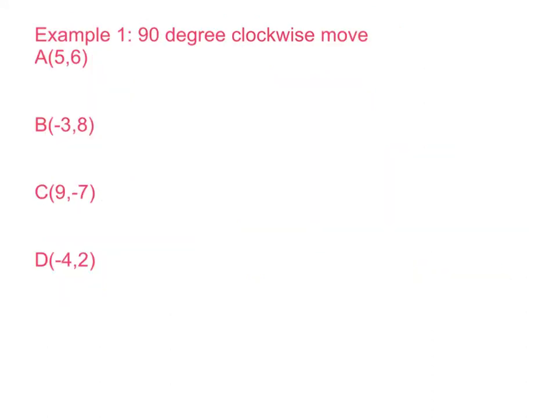So now we're going to look at some examples. So this first set of examples, we have 4 points, and we're going to perform 90 degrees clockwise rotations or moves on each of these. And remember, we need to flip and then change the sign of y. So I'm going to write that up here. Flip, change y.